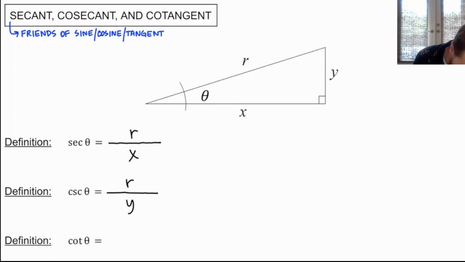Okay, and then cotangent of theta, that one is friends with tangent, like you would expect. Tangent is opposite over adjacent, y over x, so cotangent is x over y.